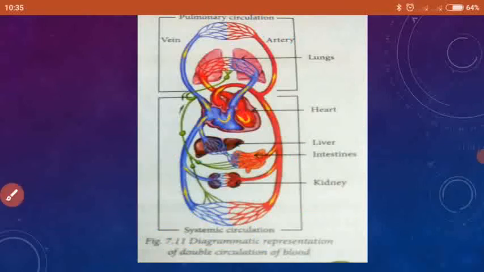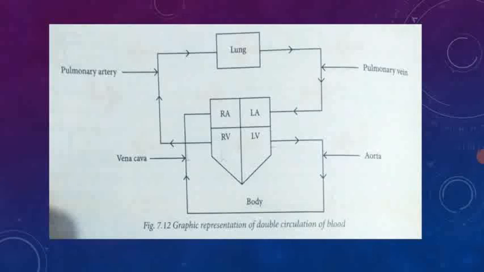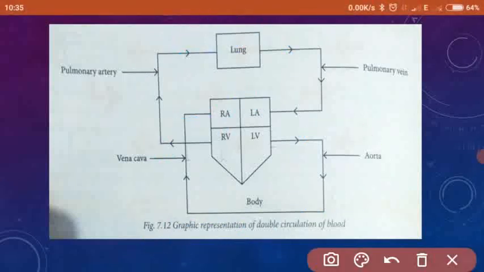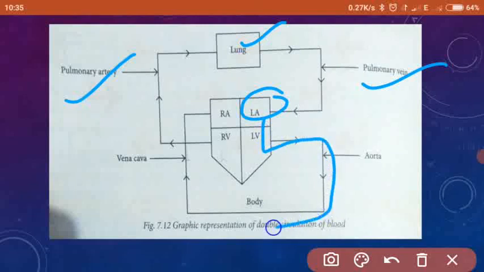Now let us see its graphic representation. This is the same, that is, from the right atrium it is going to the right ventricle and then to the pulmonary arteries, then the lungs and pulmonary veins. See here, pulmonary arteries, lungs and pulmonary veins, and coming back to the left atrium. So this is pulmonary circulation, and from the left atrium, left ventricle, aorta, vena cava and back to the right atrium, this is systemic circulation. So this is all about circulation of blood in the heart and human body.